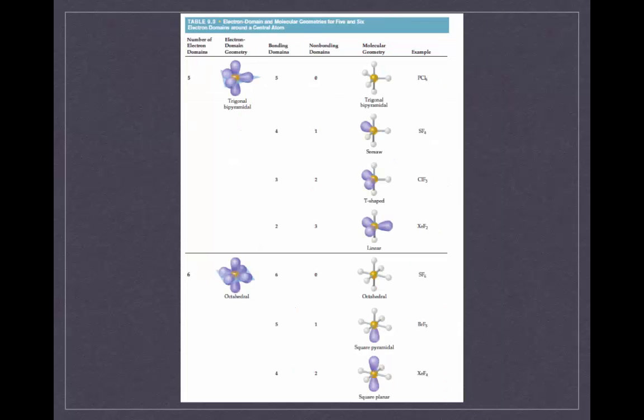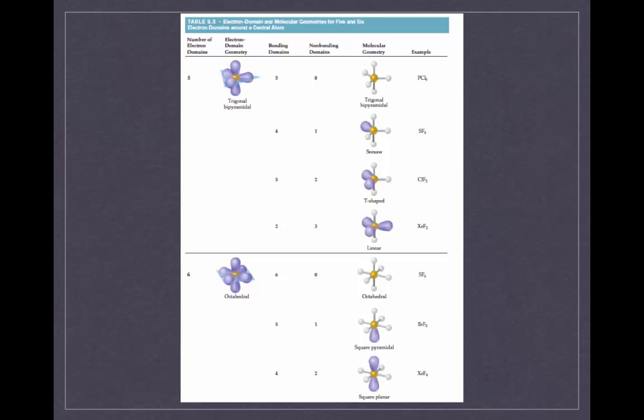If we look at the 5 electron domains, if I have five bonding domains and no non-bonding domains, meaning 5 atoms bound to my central atom, then the shape is going to be trigonal bipyramidal. You can look through these, I don't have to read all of these. If I have 4 atoms, that means I have 1 pair of unshared electrons, and the shape is seesaw. Imagine it's a little seesaw.